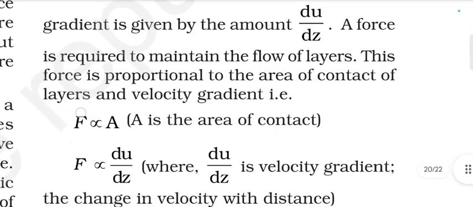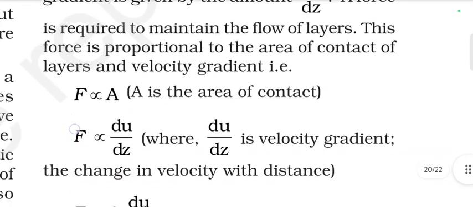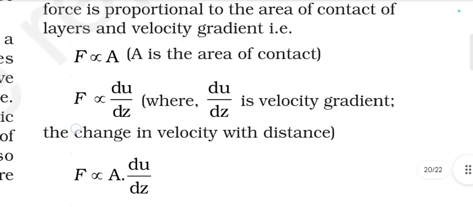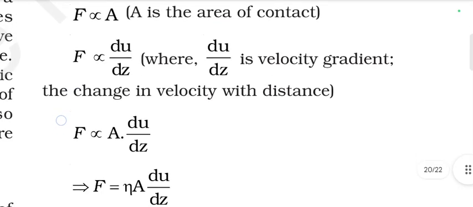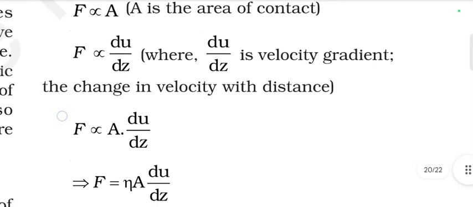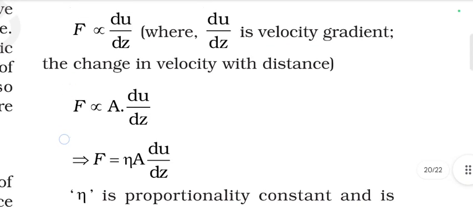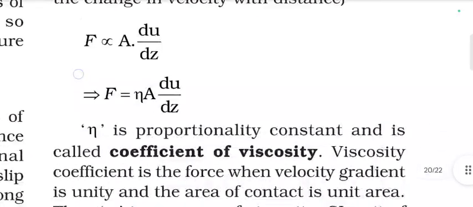A force is required to maintain the flow of layers. This force is proportional to the area of contact of layers and velocity gradient. That is, F is directly proportional to A, where A is the area of contact. F is directly proportional to du upon dz, where du upon dz is the velocity gradient, the change in velocity with distance. F is directly proportional to A into du upon dz.